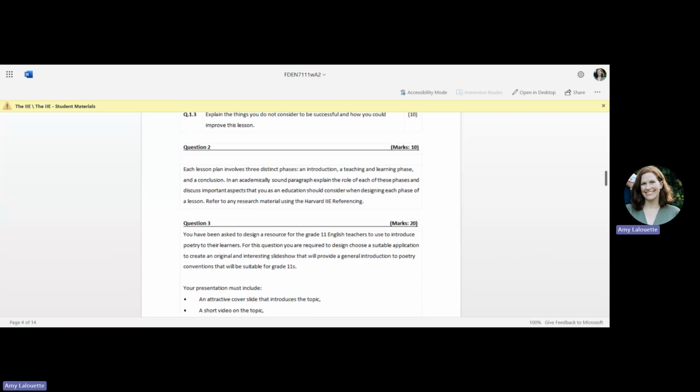Now, as we mentioned last night, your references and your resources might not mention introduction, teaching and learning, and conclusion. They might say beginning, middle, and end. As long as it is clear that the beginning phase does the same thing as an introductory phase, the middle phase is clearly the teaching and learning phase, and the ending is clearly the conclusion. If it uses different terminology but clearly refers to the same things, that's absolutely fine.